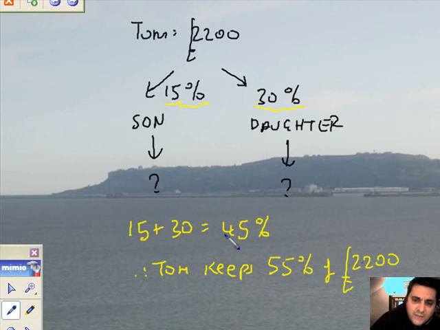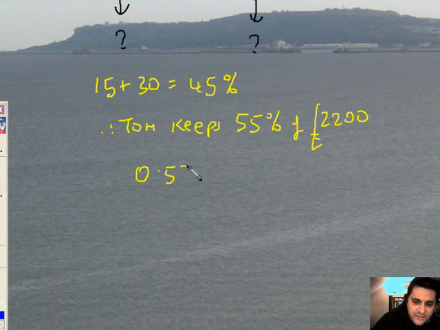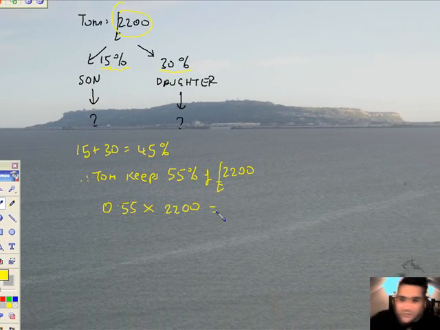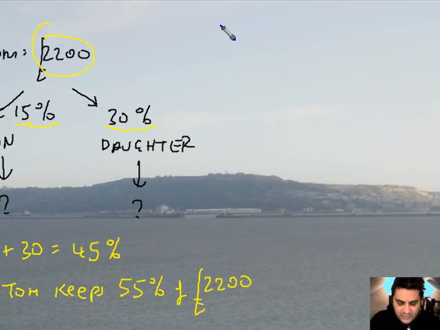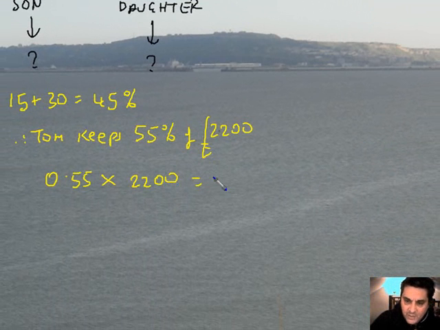Is that alright? Obviously 45 and 55 comes to 100% of the whole, being all of that money up there that was Tom's. Anyway, using multipliers, jumping straight in, 0.55, because that's 55%, multiply 2200, and we're going to get our answer right now. So here I go. We have 0.55 multiplied by 2200, and Tom gets to keep £1,210.